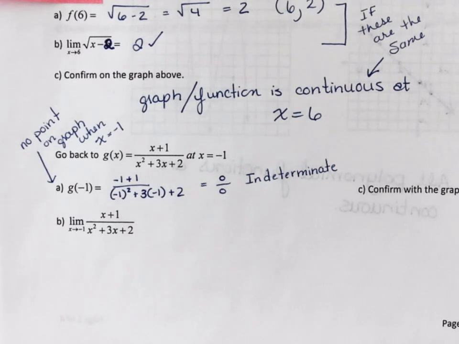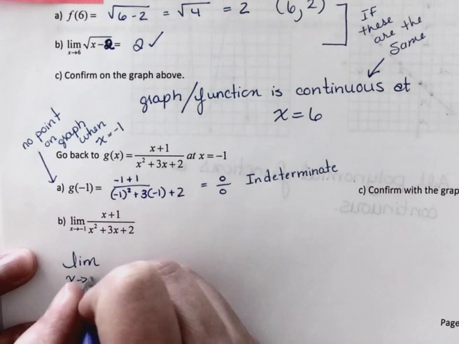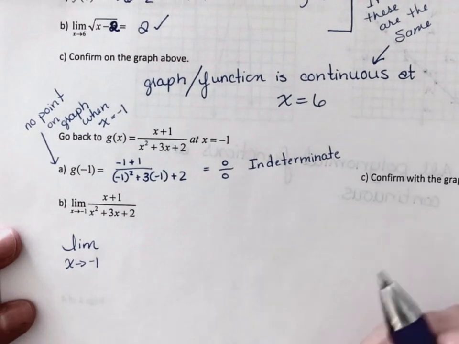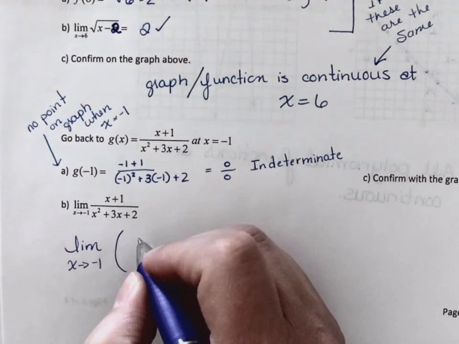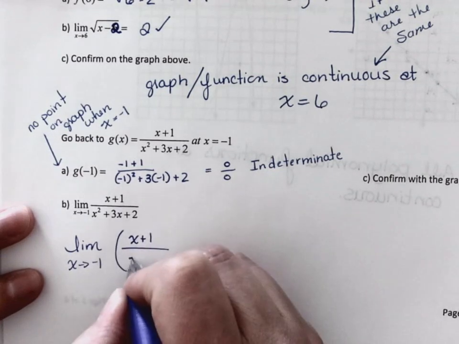Okay, so what's the limit as x approaches -1? We know if we do direct substitution, it gives us an indeterminate. So what would we do here? Yeah, it is 1 on the graph. How would we do it algebraically? We could do right hand or left hand. I'm going to actually go ahead and simplify.